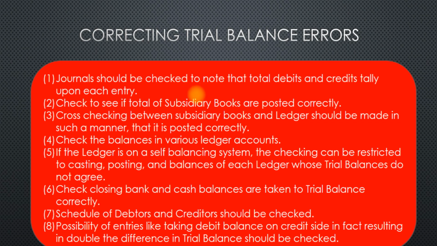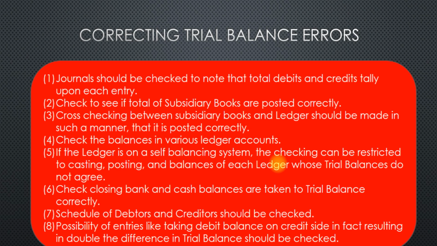Next is check to see if the totals of subsidiary books are posted correctly. Cross-checking between subsidiary book and ledger should be made to see if the subsidiary books are posted correctly in ledgers. That is the next step. Next is check the balances in various ledger accounts. Fifth step is if ledgers are on self-balancing system, the checking can be restricted to casting, posting and balances of such ledgers whose trial balance do not agree. So that needs to be done.